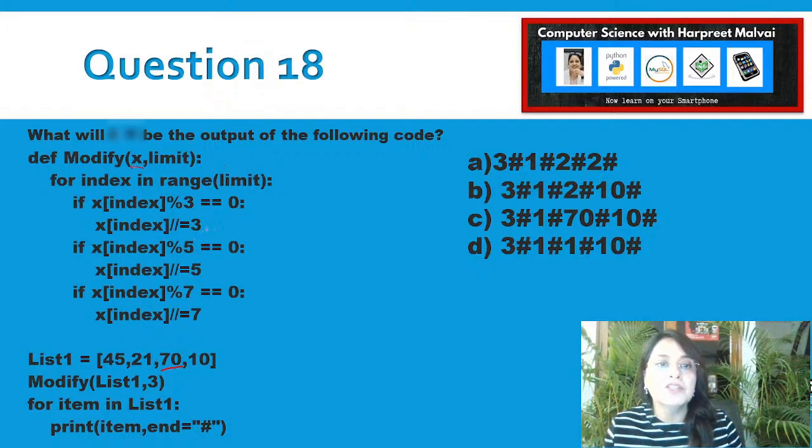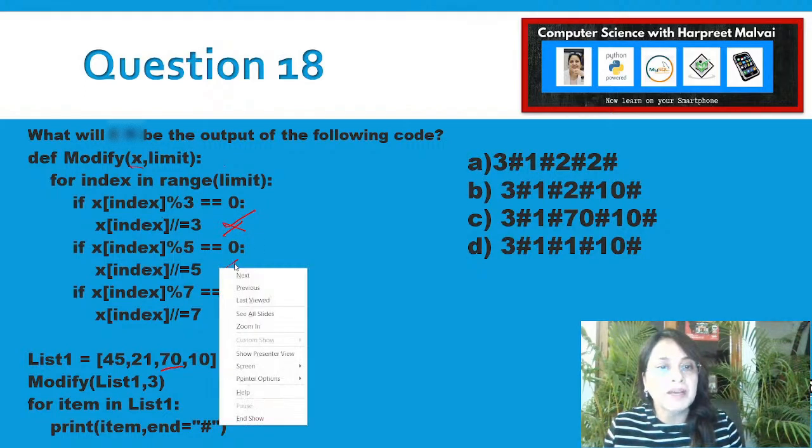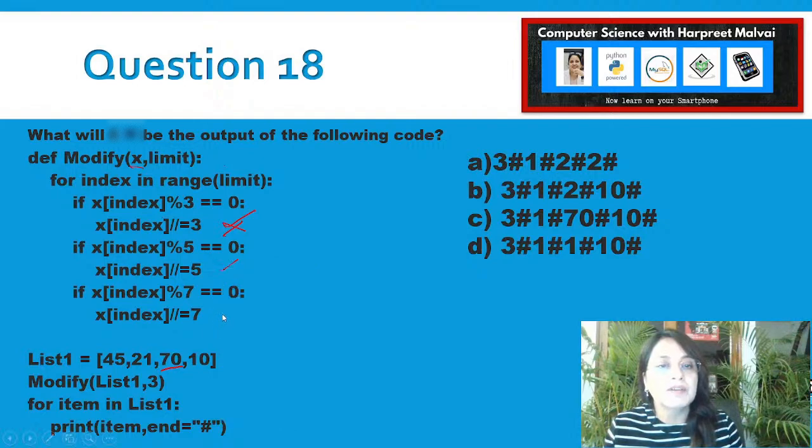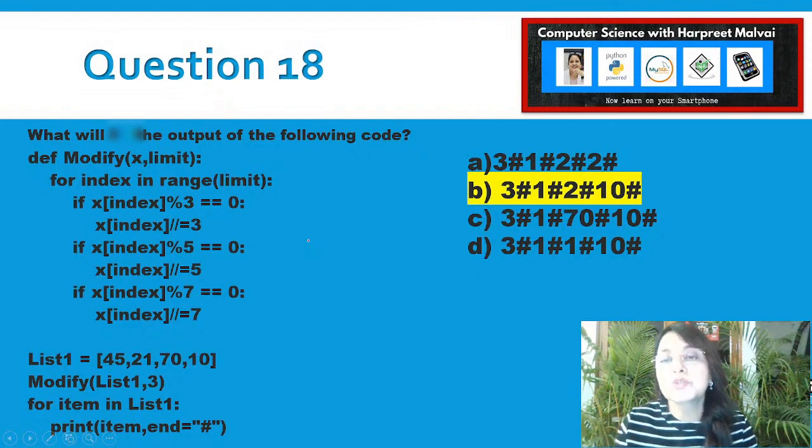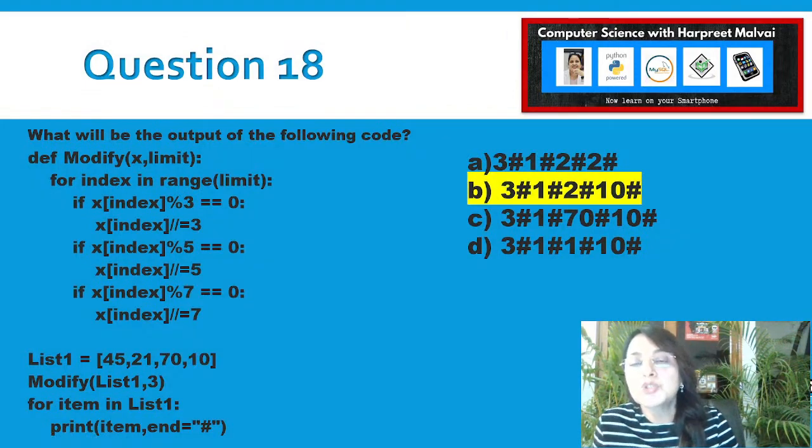What is it going to get changed as? No, it's not going to get divided by 3. It's going to get divided by 5, and it's going to get divided by 7. And so the output here is going to be 3, 1, 2, and 10. It's not going to touch 10. 10 will remain as it is. 3, 1, 2, and then 10. All right, so the answer is going to be B.